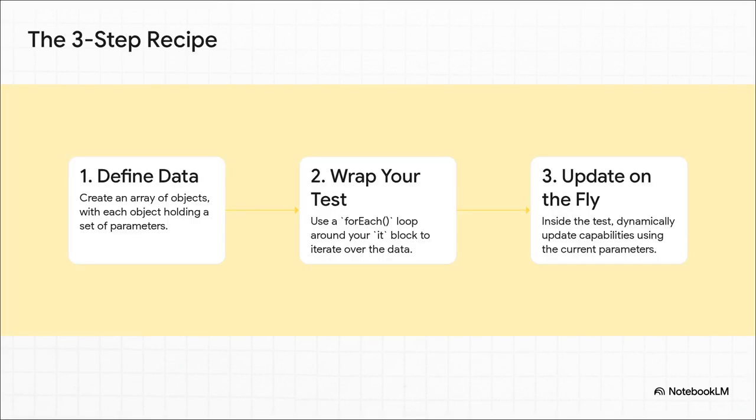All right, here is the secret sauce in 3 parts. First, you define your data in that array we just talked about. Second, and this is the key move, you wrap your entire test block inside a forEach loop that goes through that data array. This is the magic that tells Mocha, hey, generate a new test for each item in this list. And finally, inside that loop, you use the data from the current item, say the browser name and version, to dynamically update your test settings on the fly.